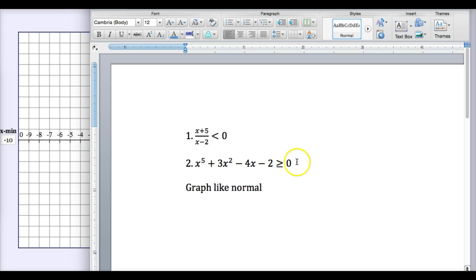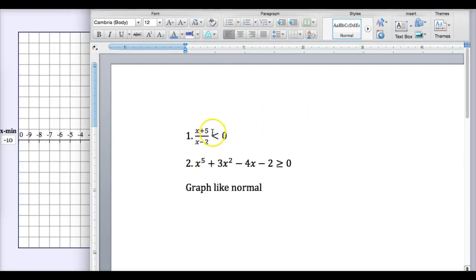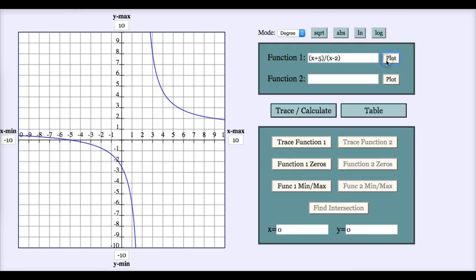So you're not going to change anything about these two functions. I'm going to start off with this one first. I'm just going to graph x plus 5 divided by x minus 2. You want your graphing calculator out or a Delta Math graphing calculator, and I'm going to plot this here. So x plus 5, that's going to go in parentheses, divided by x minus 2. I'm just going to double check that that's what I should have graphed, x plus 5 over x minus 2. And I'm looking for where this function is less than 0, which is where my y values are going to be less than 0 on my graph. So I'm going to go ahead and plot this graph.